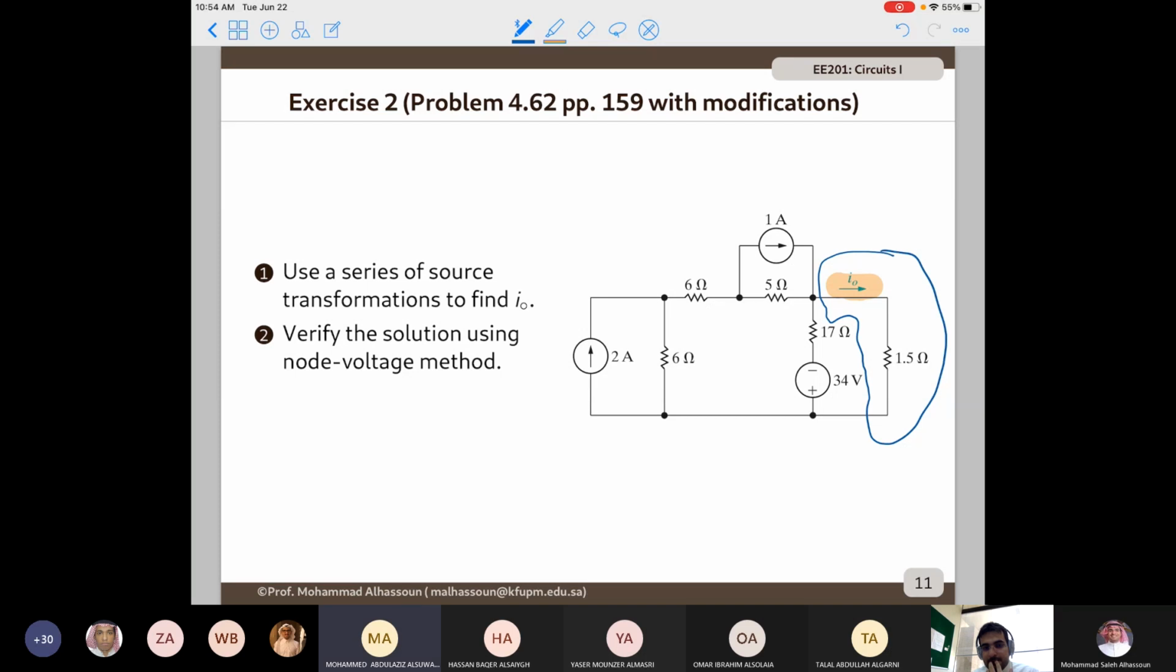So we will have to put a voltage source here, which would be 6 multiplied by 2. It will be 12 volts. The one on the left. Okay. And the upper one would be 5 multiplied by 1. Okay, good. Salman, what else?